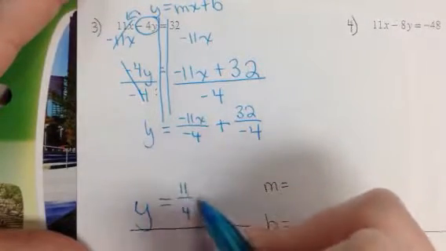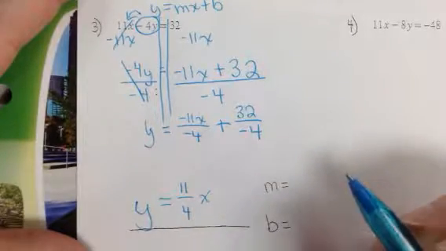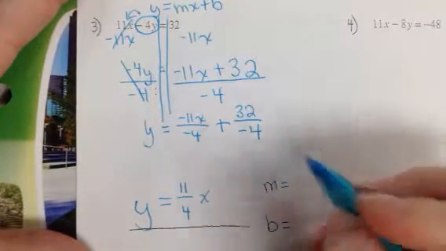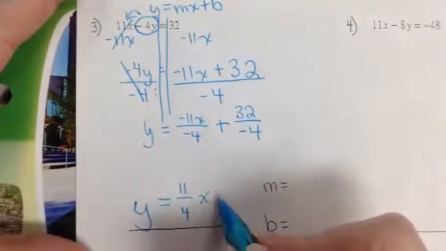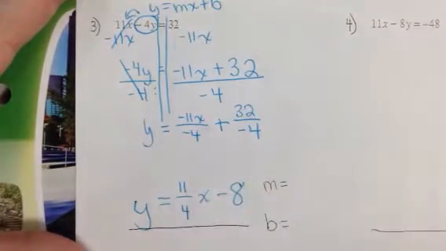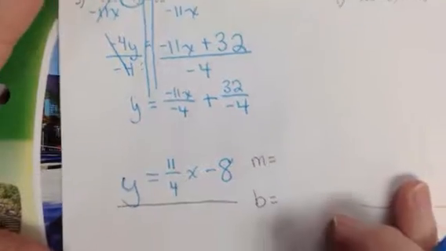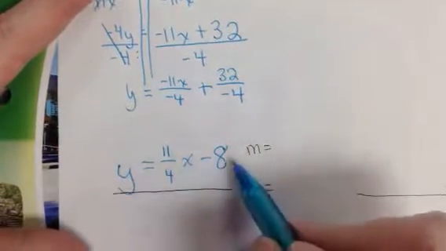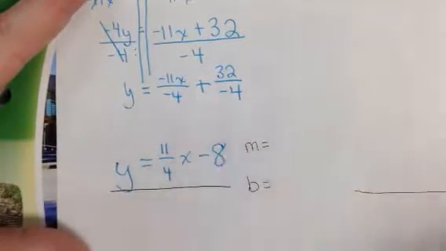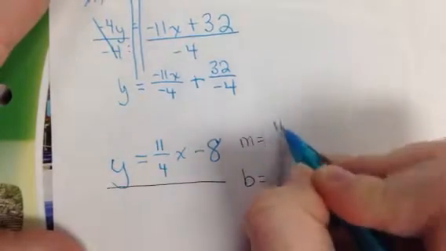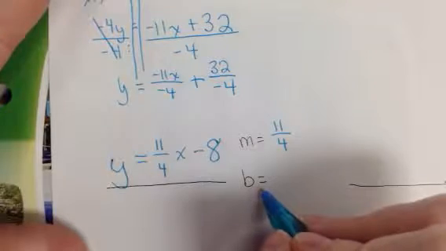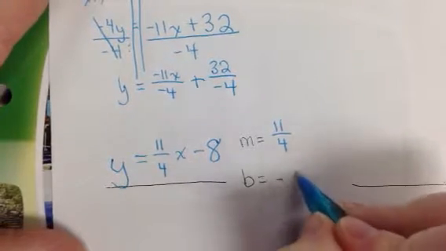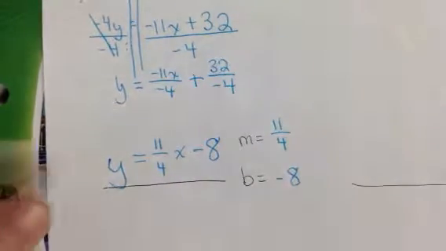Instead of keeping the x in the numerator, I pull it out beside the fraction. 32 divided by negative 4 is negative 8. So I'll put that minus 8 at the back of the equation. So in this equation that is in slope-intercept form, the m, or the slope, is 11 over 4. The b, or the y-intercept, is negative 8.